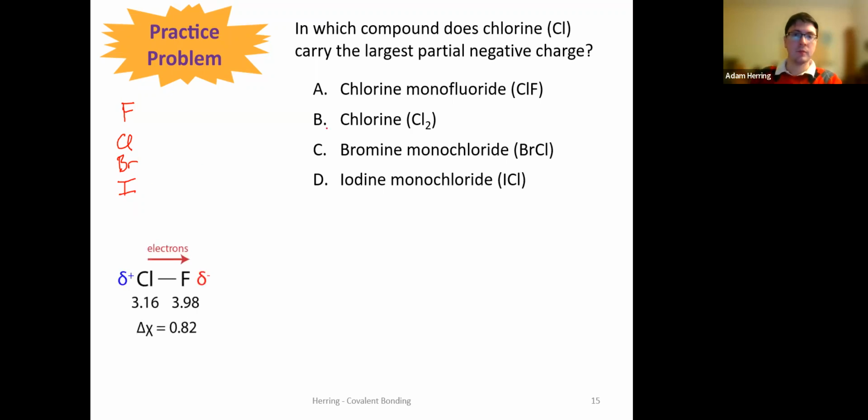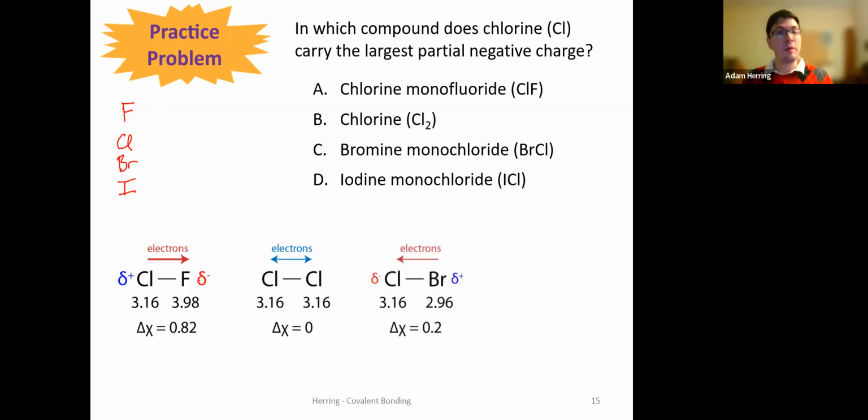So the chlorine-fluorine bond has fluorine being more electronegative, which puts a positive charge on the chlorine. For now, let's ignore the values down here and just think about it in terms of which one is more or less electronegative. For the chlorine-chlorine bond, those have the same electronegativity values, therefore there's no difference in electronegativity, so it's neither positive nor negatively charged.